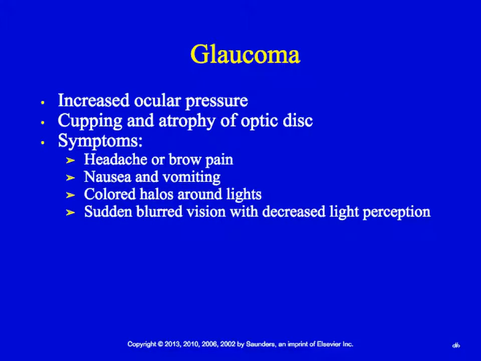Tonometry is what the physician uses to determine intraocular pressure. Tonometry is explained in Chapter 48, so make sure you review that because it's definitely one of the most common tools that they use to diagnose glaucoma.